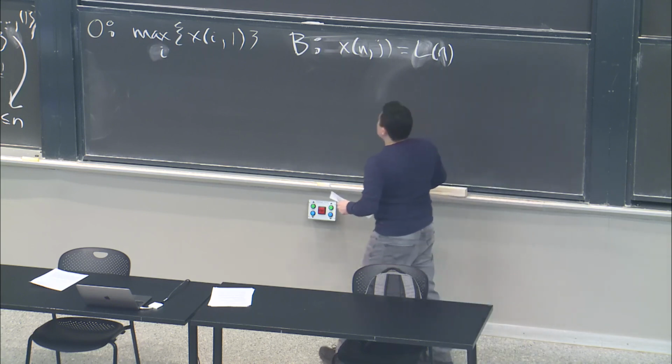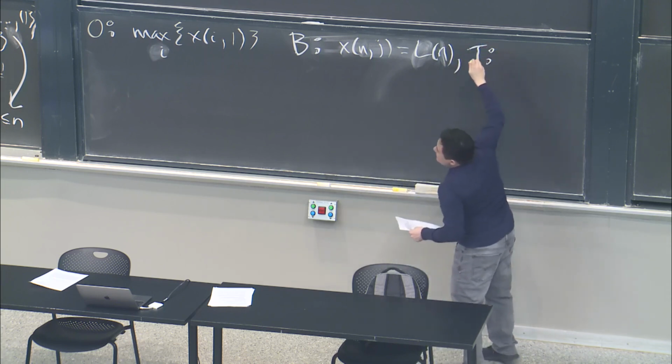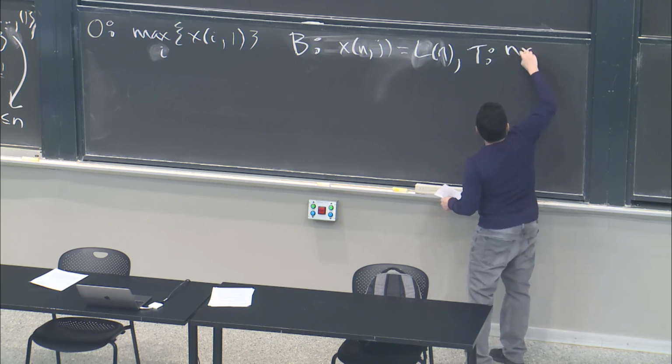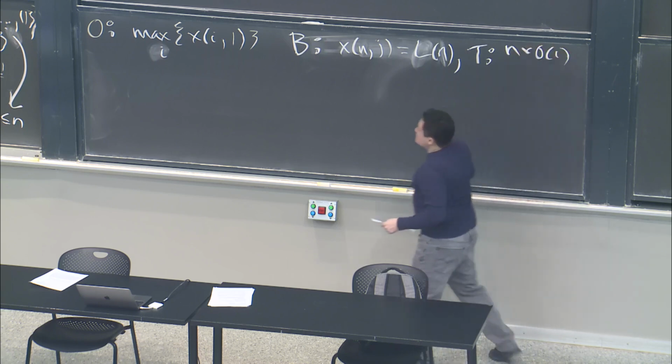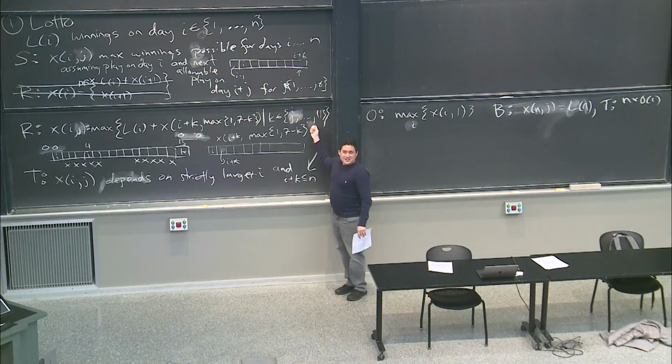All right, and the last thing, time. We've got n subproblems exactly times constant work per subproblem, because I'm looping over 11 possible values. Actually, it's up to 11, because j could be 6.